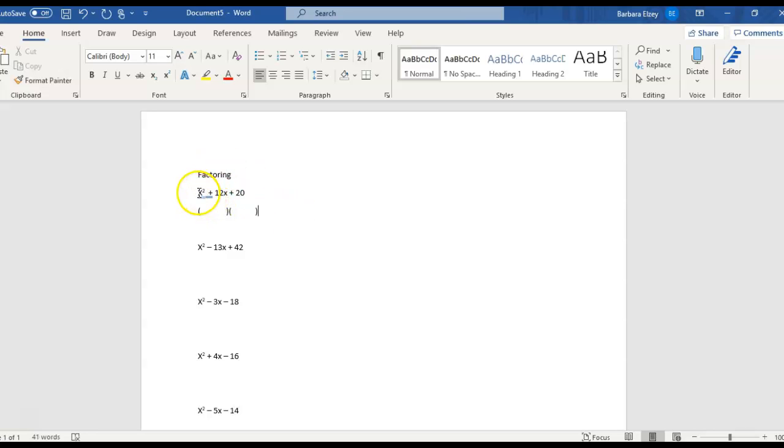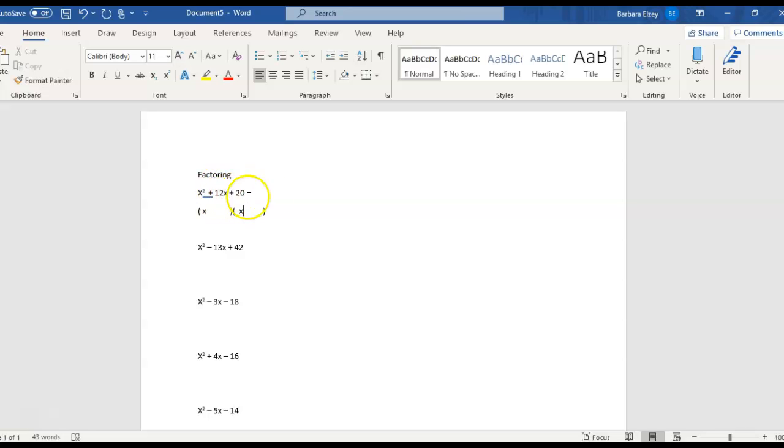All right, now, x squared is easy. We need x times x to give us x squared. So the first part of the parentheses is going to be x and x when we just have x squared as our first term. Now, we're going to look at the last term. It's a positive 20, and we need to think of things that multiply to give us 20. But we want those to add up to 12.